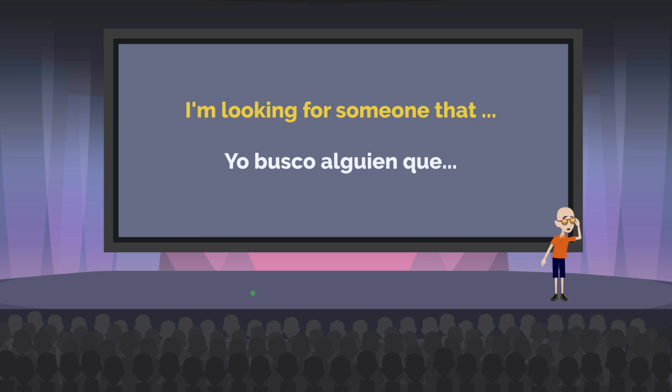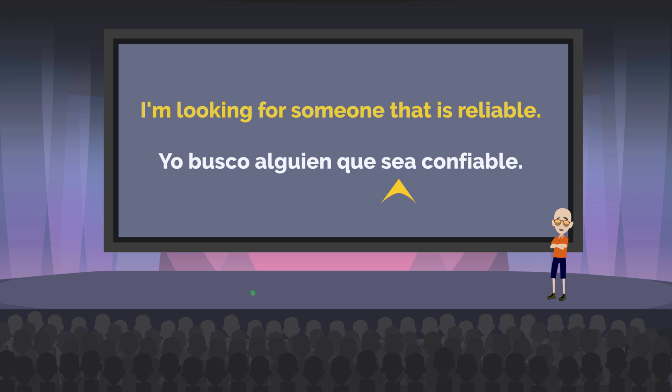Here's a good sentence starter. Yo busco alguien que, and then we're going to fill in, of course, with the subjunctive because we're talking about someone we don't know. Alguien means someone. Now, that's a little difficult to pronounce if you just slow it down at first. Alguien. Alguien.